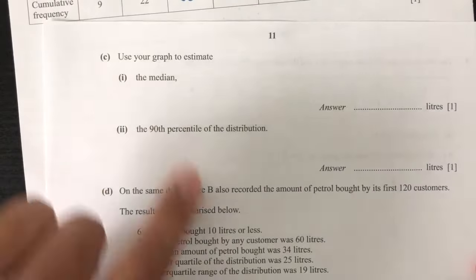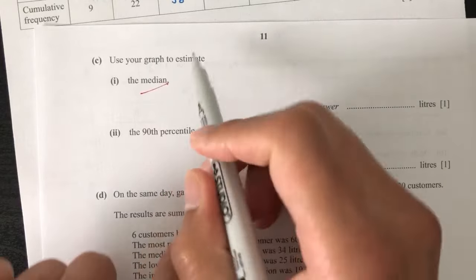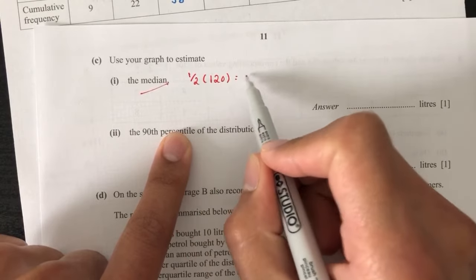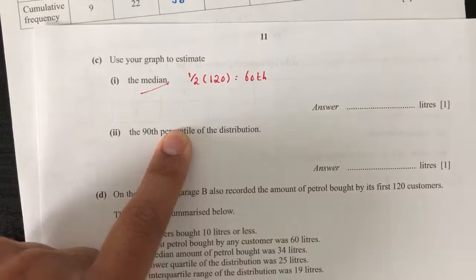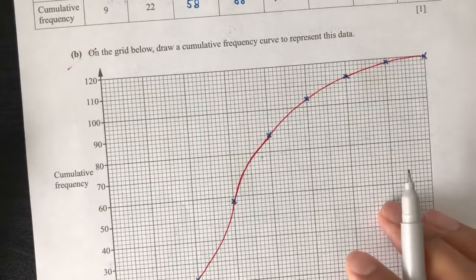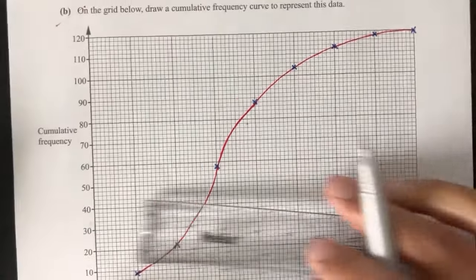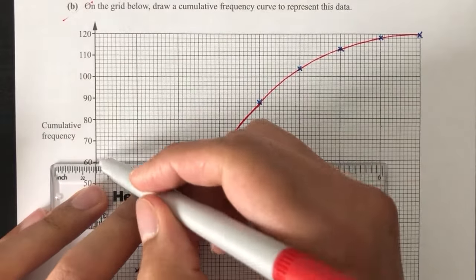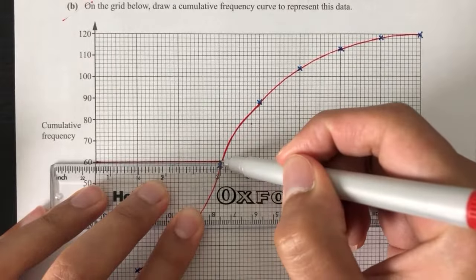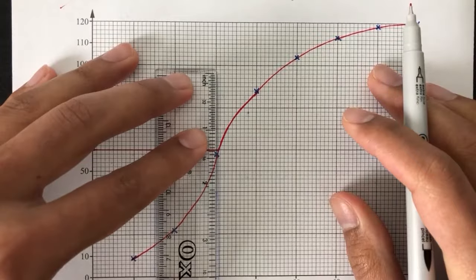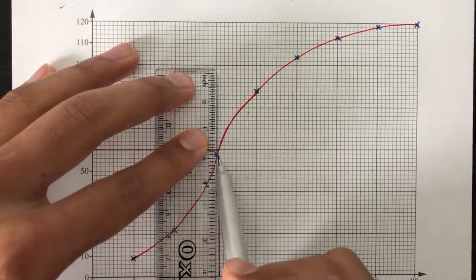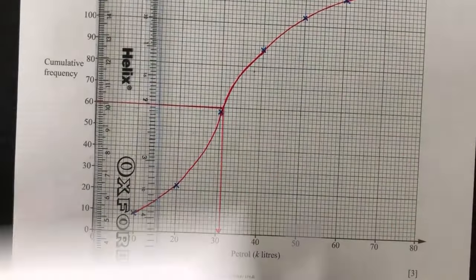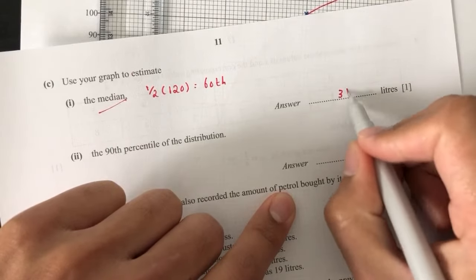Part C says use a graph to estimate the median. Median is half of the number of people, which was 120, will be the 60th value. So go to the 60th value on this side and see where it cuts your graph. At this point I have this value. So I will write 31. So 31 liters for the median.